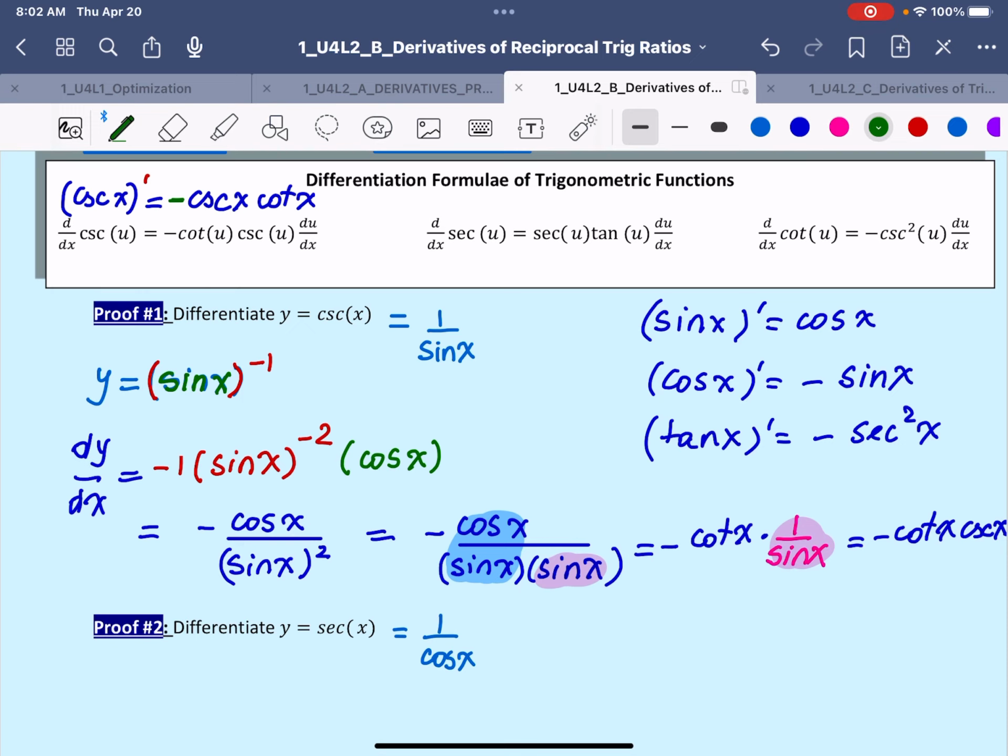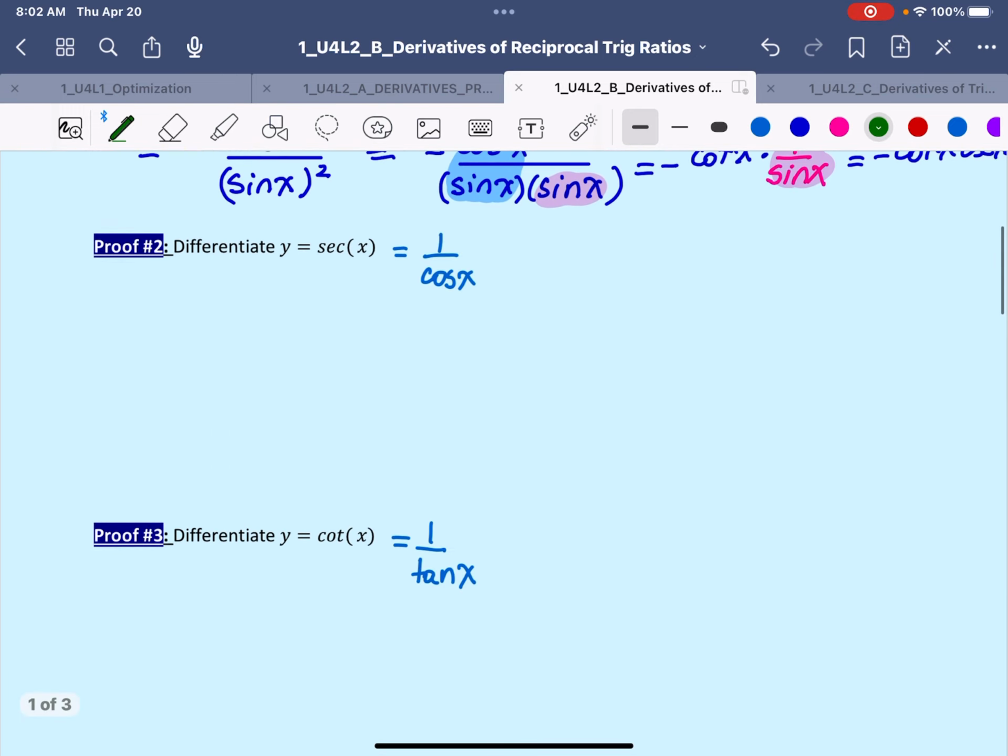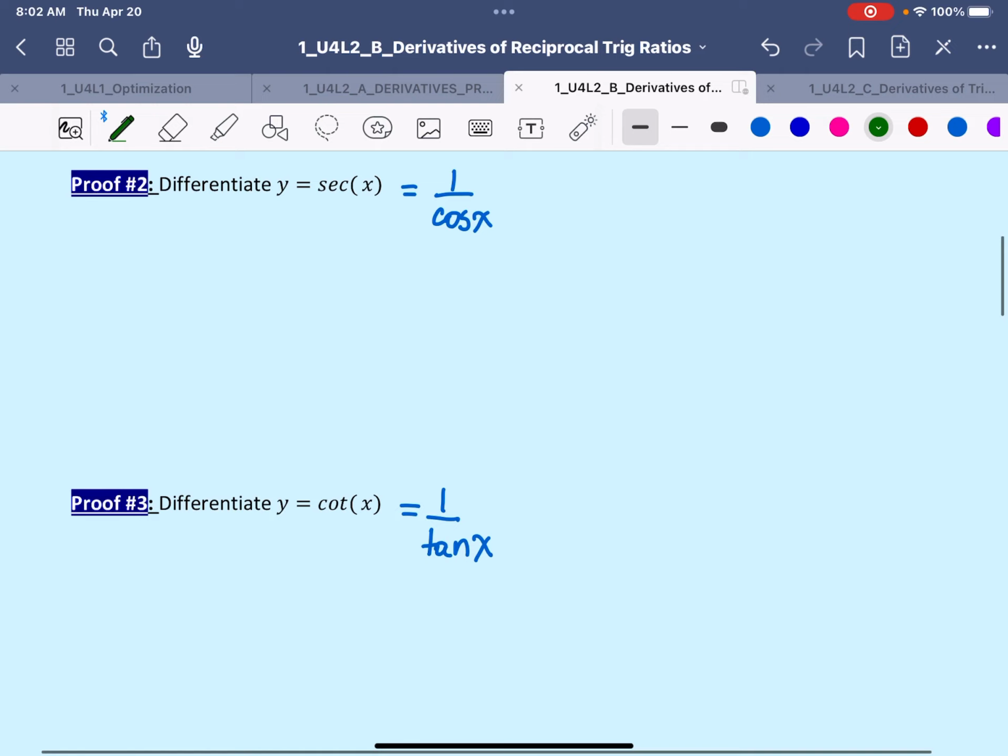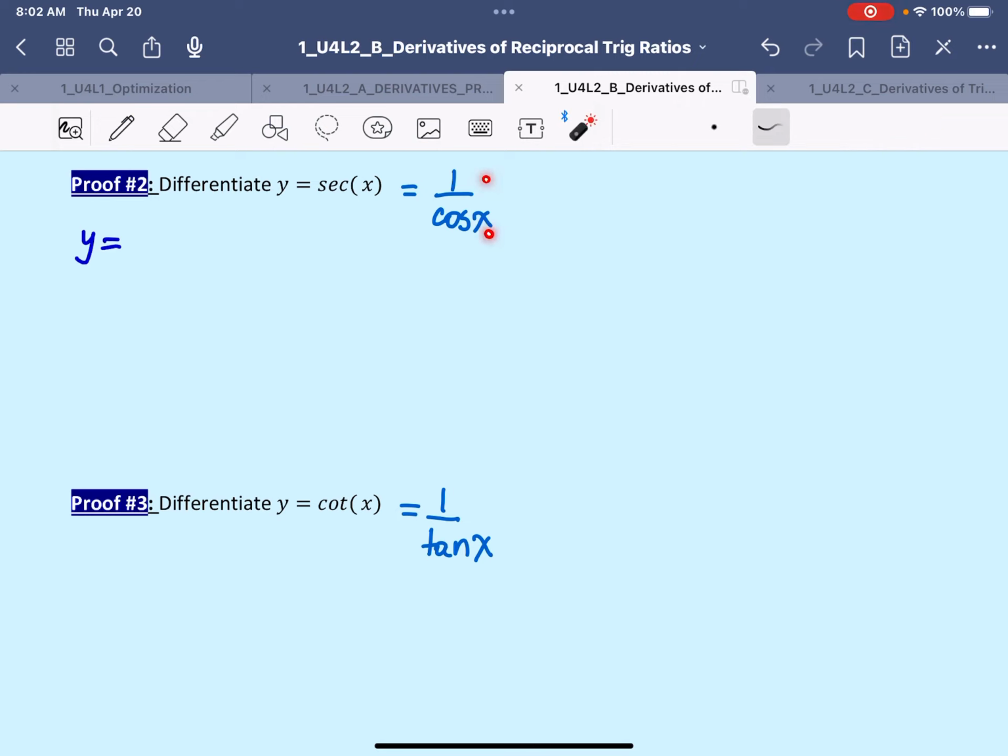So we'll continue with the next function. So y equals secant x. We'll follow the same strategy. You can try this on your own because that's more fun. So we'll rewrite y equals secant x equals 1 over cosine, or even better, cosine of x to the power of -1.